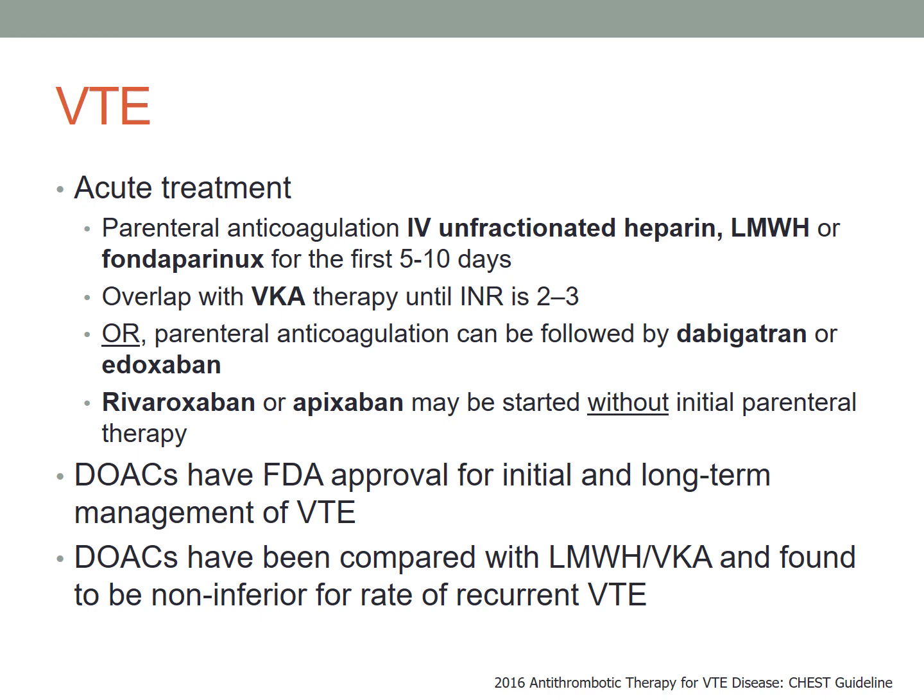So to review with VTE, our acute treatment entails parenteral anticoagulation with either IV unfractionated heparin, low molecular weight heparin, or fondaparinux for the first 5 to 10 days per guidelines. And then you overlap with warfarin therapy until the INR is 2 to 3. Or parenteral anticoagulation can be followed by dabigatran or edoxaban. If you choose to use rivaroxaban or apixaban, you can start those agents without initial parenteral therapy.